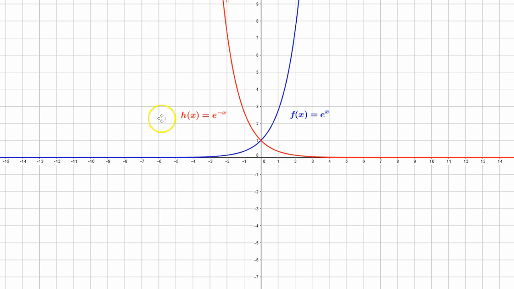So here we have our base function, f of x equals e to the x, and we have our reflected function, h of x equals e to the negative x. Notice that the x term in this case has a negative sign in front of it, and the x term in this case does not.